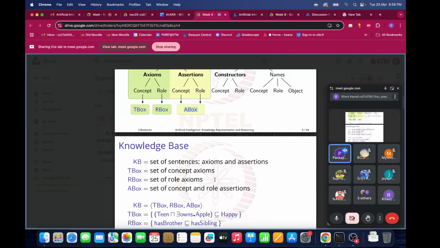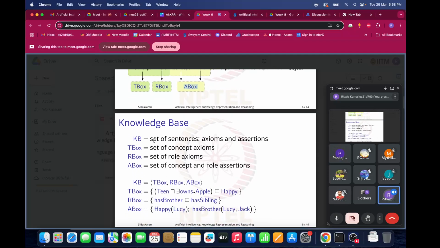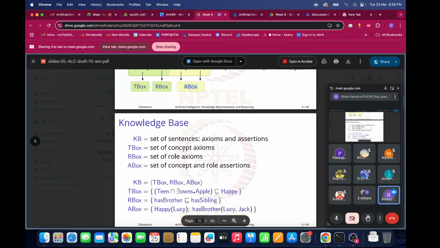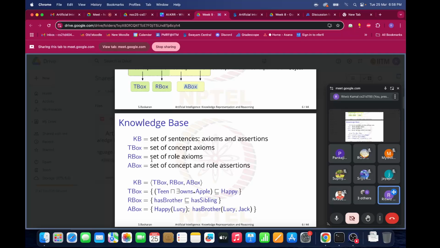Yes. So here we are given the definition. Knowledge base is a set of sentences, axioms and assertions. T box is a set of axioms, R box is a set of role axioms, and A box is a set of concept and role assertions.